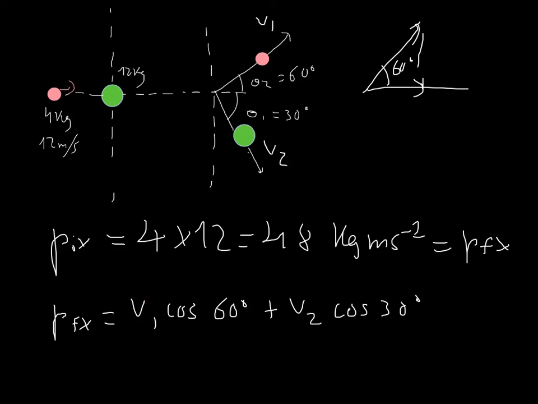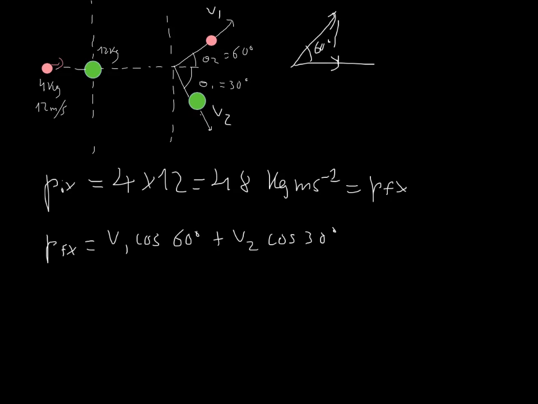And of course, the other equation is going to be the momentum in the y direction. Now what happens in the y direction? Well, in the y direction, there's no momentum. This has no y speed. It's just moving horizontally, so the y momentum of this ball is 0. And of course, this one has no speed whatsoever, so the y momentum of this ball is also 0. So that makes things very easy for us. We got that the initial momentum in y is equal to 0. And it also has to equal the final momentum in y.